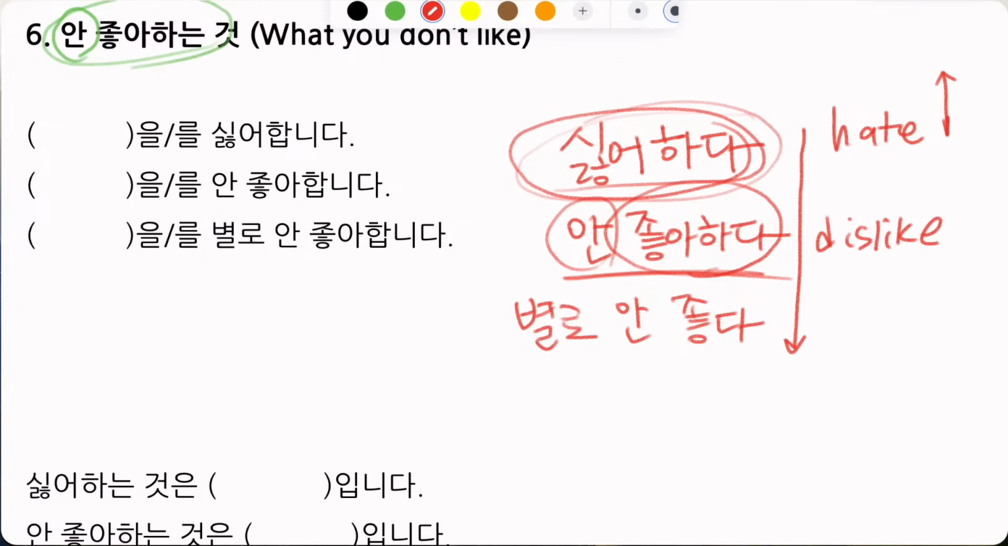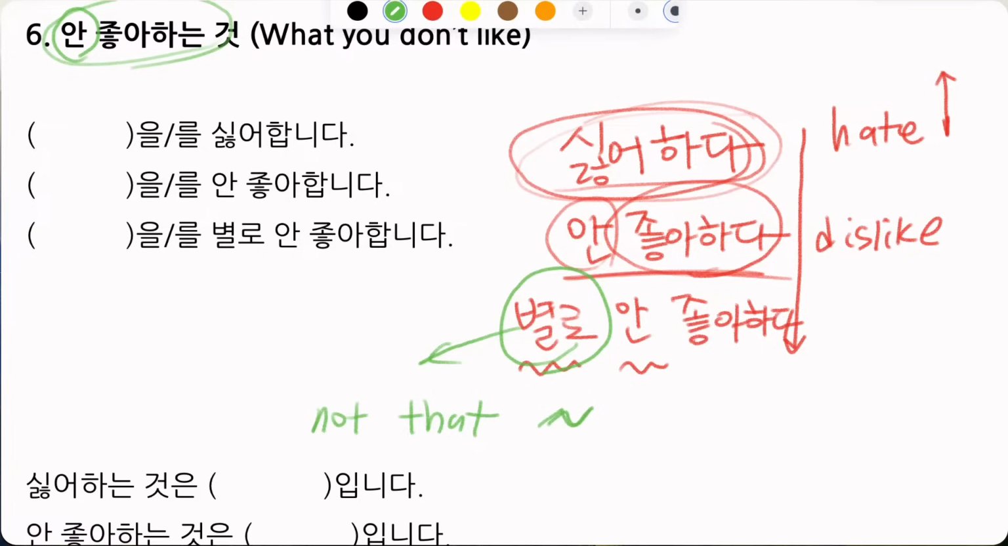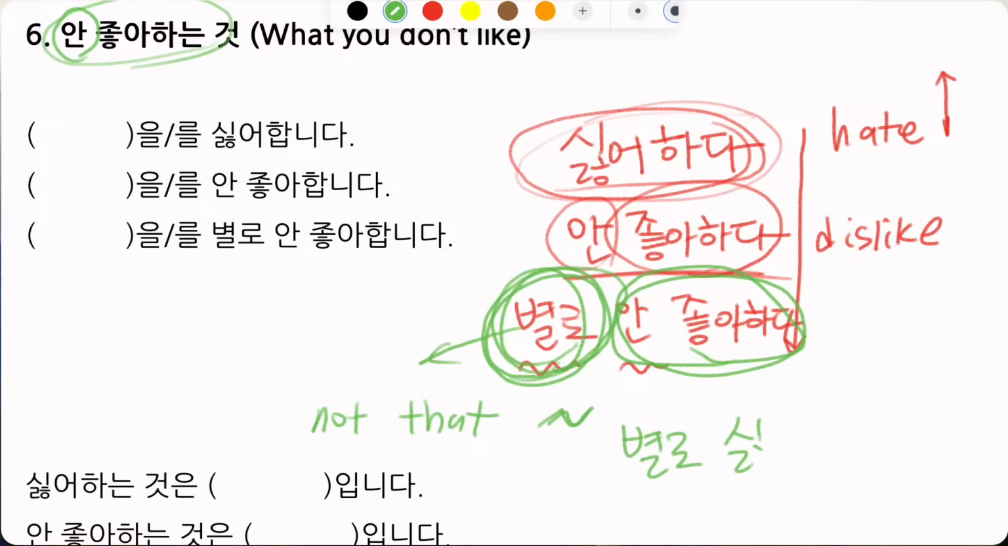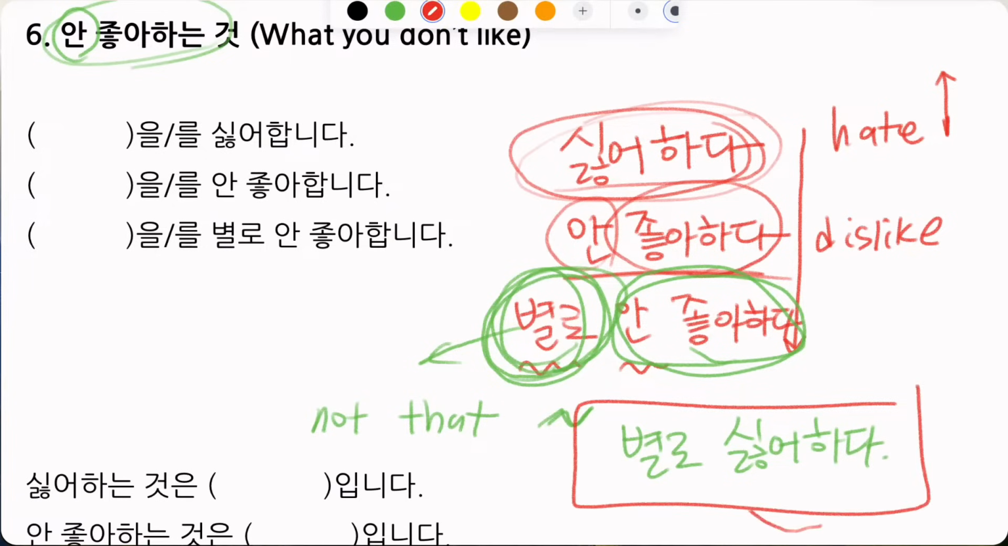그 다음에 if you want to soften that you don't like it, then you can say 별로 안 좋아하다. 여기서 별로 means not that. Not that verb or not that adjective. It's always used with negative verb to mean not that something. So 별로 안 좋아하다. 근데 별로 싫어하다는 안 돼요. You cannot say 별로 싫어하다 though, because 싫어하다 itself has negative meaning, to hate, right?